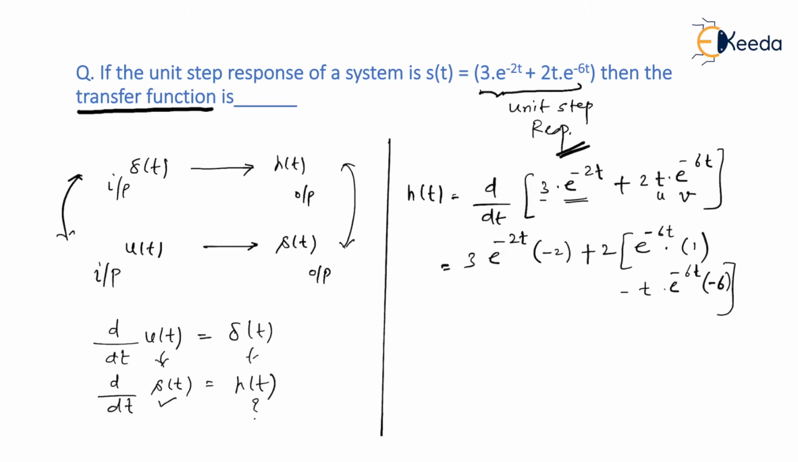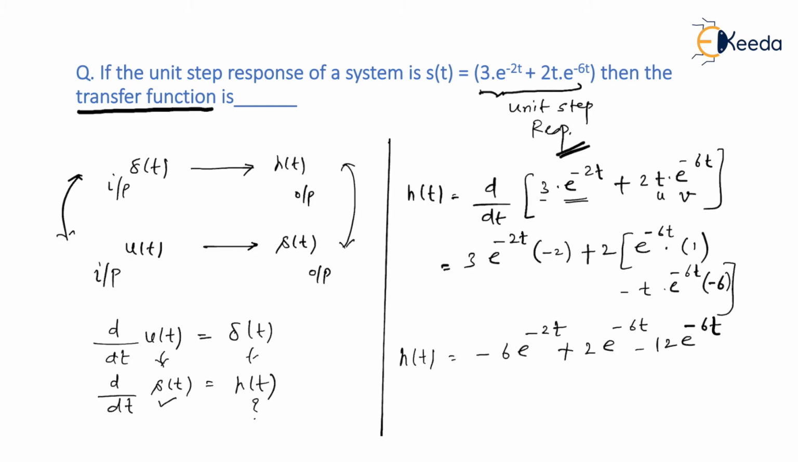I hope you understood this. So what we have, final h of t, is minus 6 times e to the power minus 2t plus 2 times e to the power minus 6t minus 12 times e to the power minus 6t. So this is the final h of t that you have.